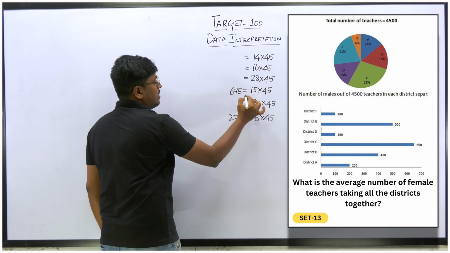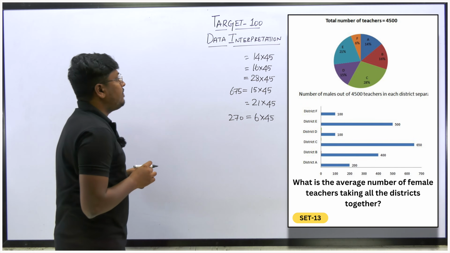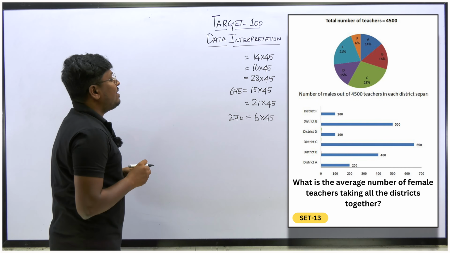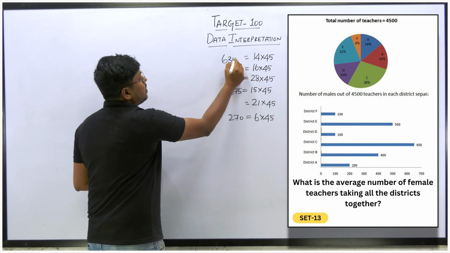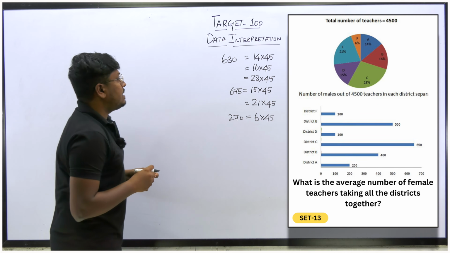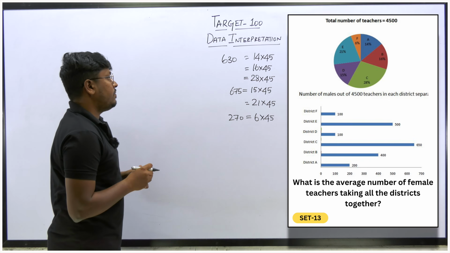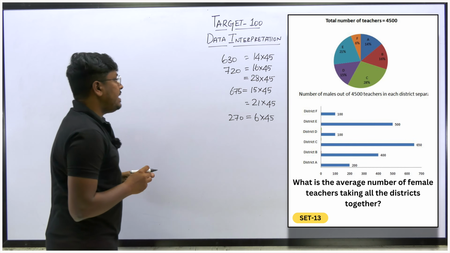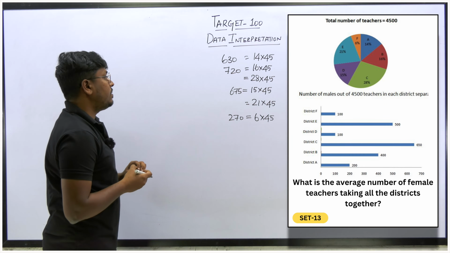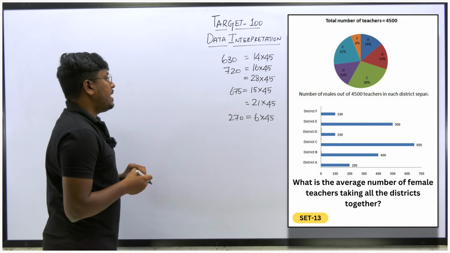So first let me find the total. So 45 into 14. 45 into 10 will be 450. So 20, 630. So 630 will be the total number of teachers in district A. Next will be 16 into 45. So this will be 720. So 28 into 45. So 40 into 20 will be 800. 8 5s are 40. 800, 100 will be 900.